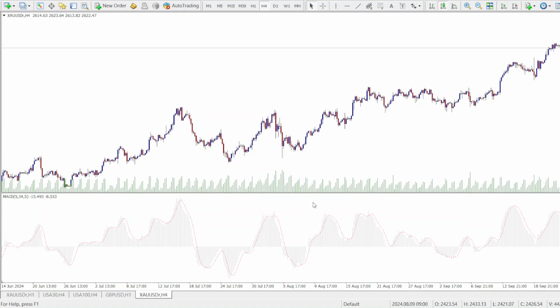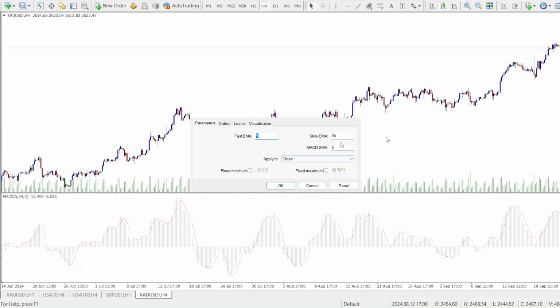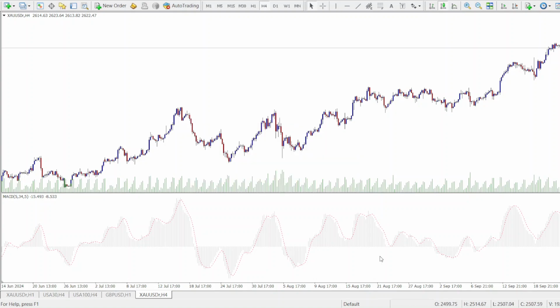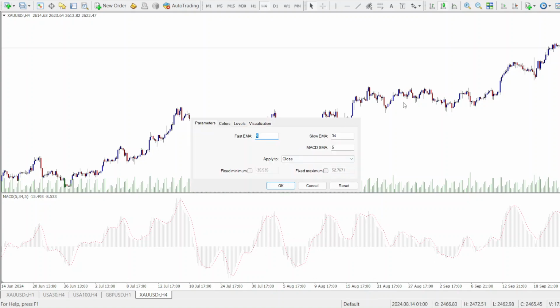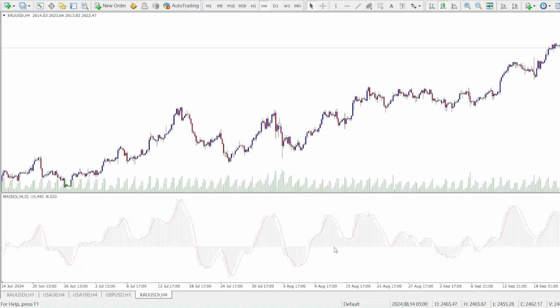The 34 period slow EMA, remember that this 34 period slow EMA filters out insignificant market fluctuations. Now, these parameters are all reflected in what we see here. The 34 period slow EMA filters out insignificant market fluctuations, helping you focus on more meaningful trends with less risk of being whipsawed.